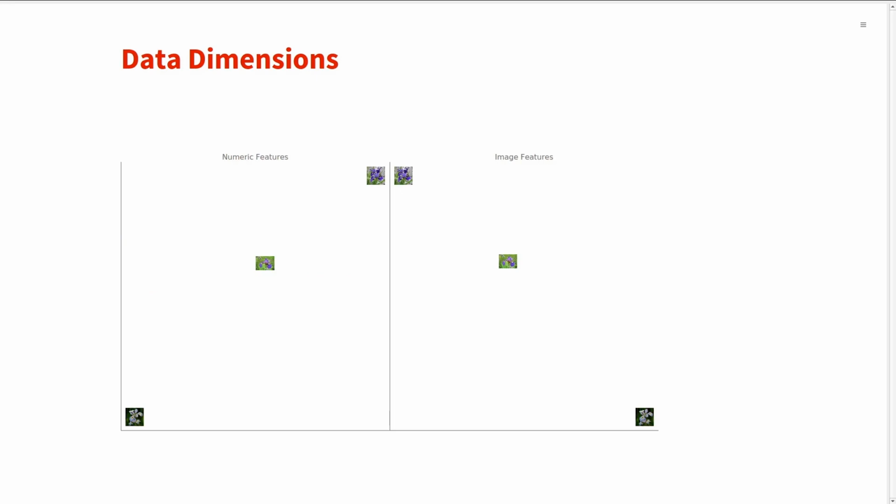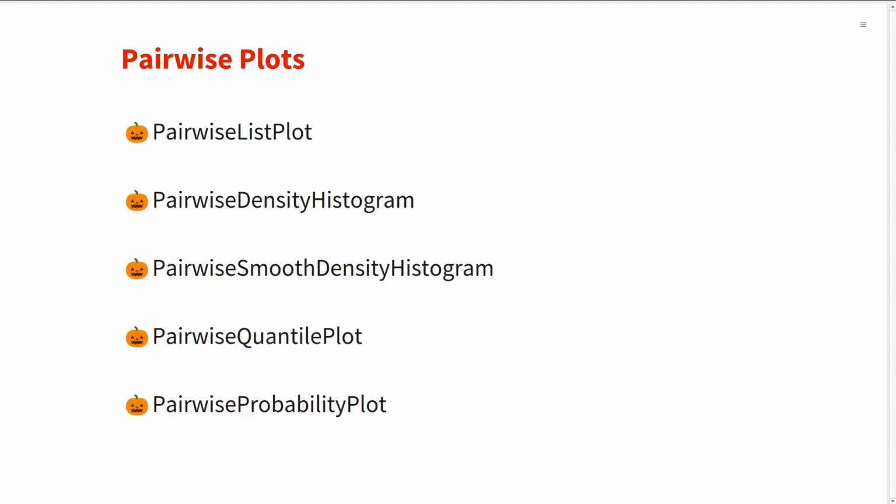And for completeness, I'm going to include feature space plots, which plot the features extracted from the vectors, one directly from the images and the other from our data. So with that background, let's dive into these 5 new functions. They're called pairwise plots. We have 5 variations: pairwise list plot, pairwise density histogram, pairwise smooth density histogram, pairwise quantile plot, and pairwise probability plot.